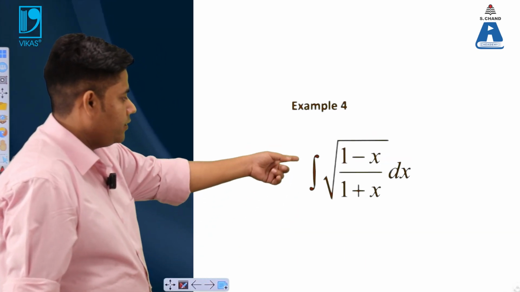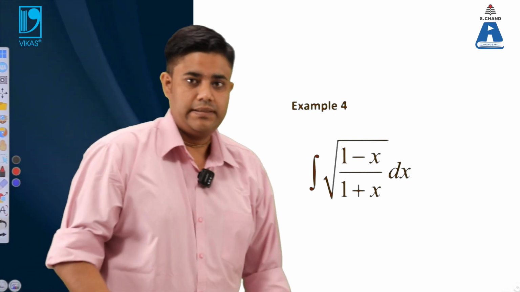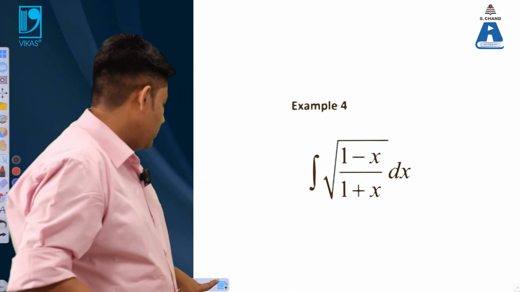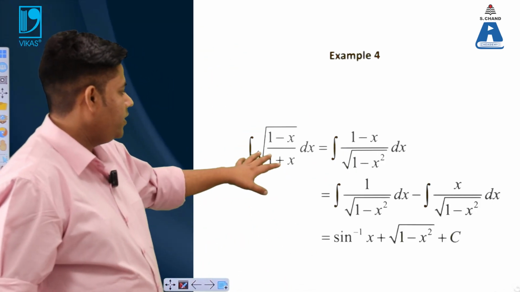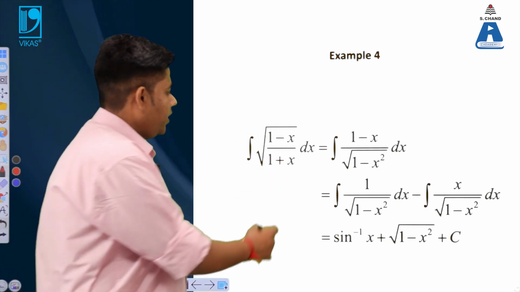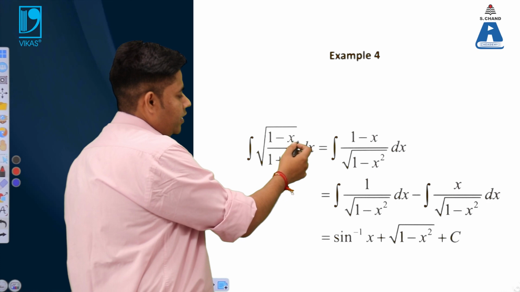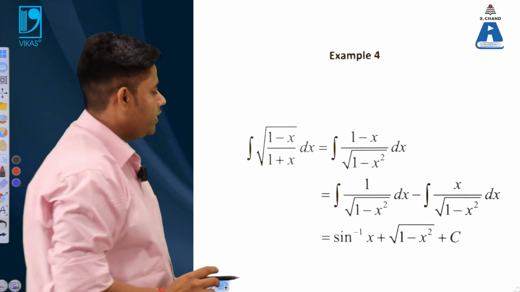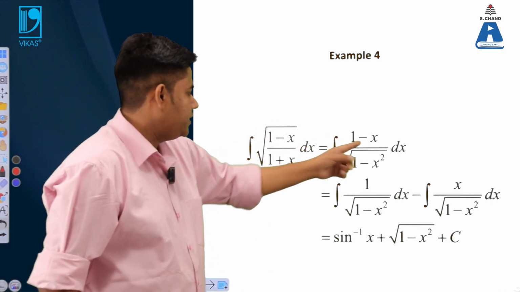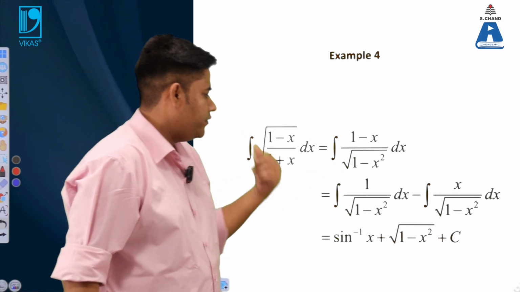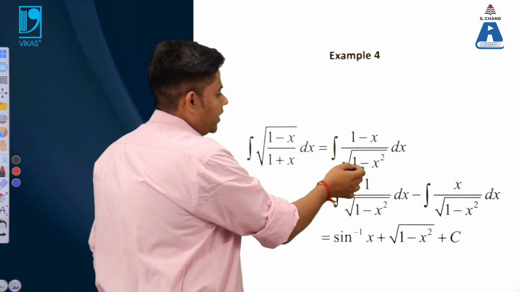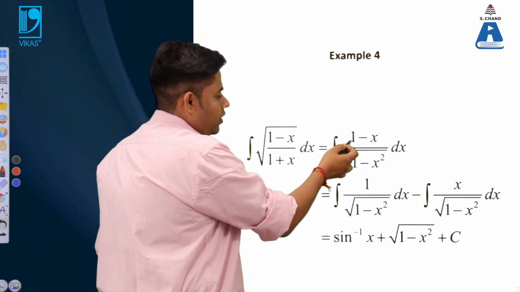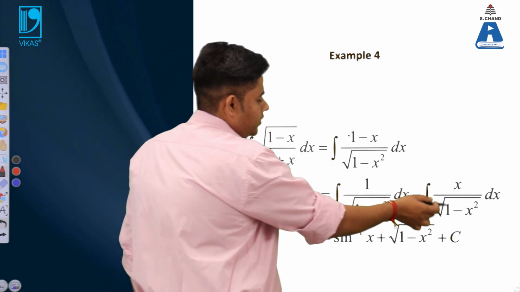Then the next thing is the integral of root of 1 minus x over 1 plus x. This is also a problem in which we need to break it into simpler elements. For that, we multiply and divide by root 1 minus x, so we multiply by root 1 minus x over root 1 minus x. The numerator becomes 1 minus x, and the denominator becomes root of 1 minus x square. Then we break it into simpler terms: 1 over root 1 minus x square is taken as one part, and x is taken with another.